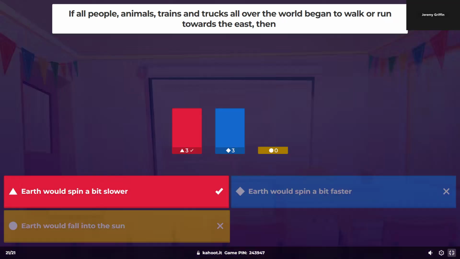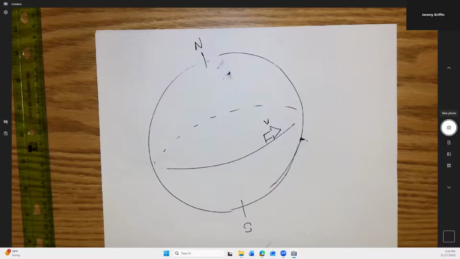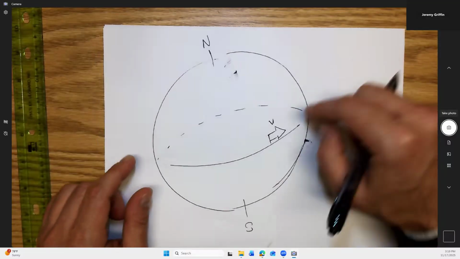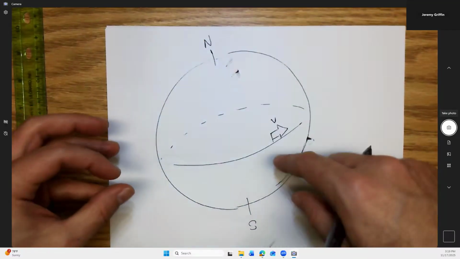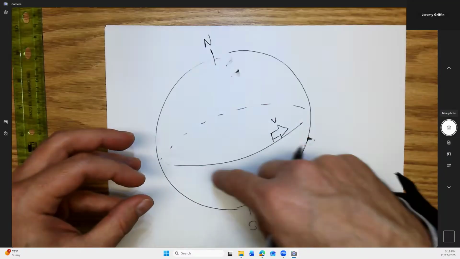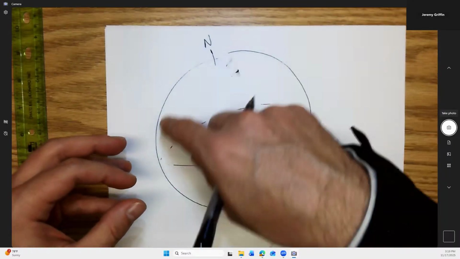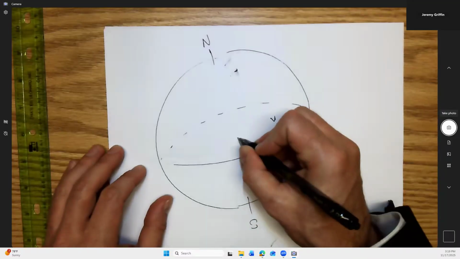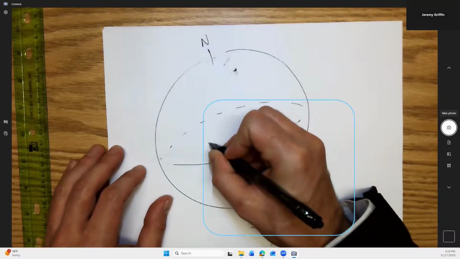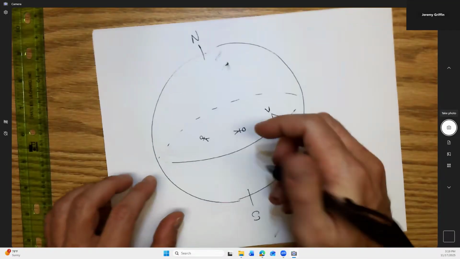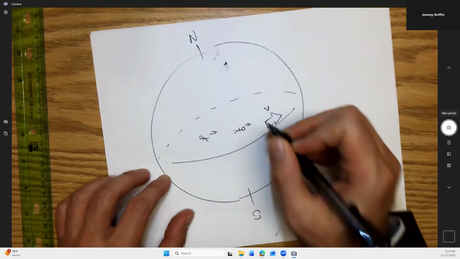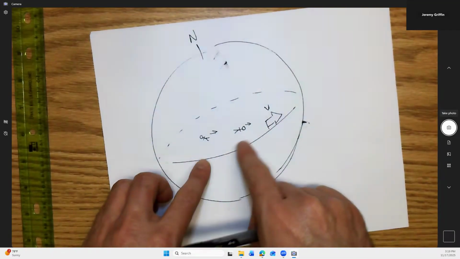Yeah, the Earth would slow down a little bit while everybody was in motion, of course a tiny, tiny bit. So the Earth is already spinning west to east. Hence, if the sun's right here, it would look like the sun was rising in the east and setting in the west from the surface of Earth. But if everybody on the surface, all people and animals and trains and cars, started to also walk towards the east, wouldn't they be pushing the ground beneath them towards the west?